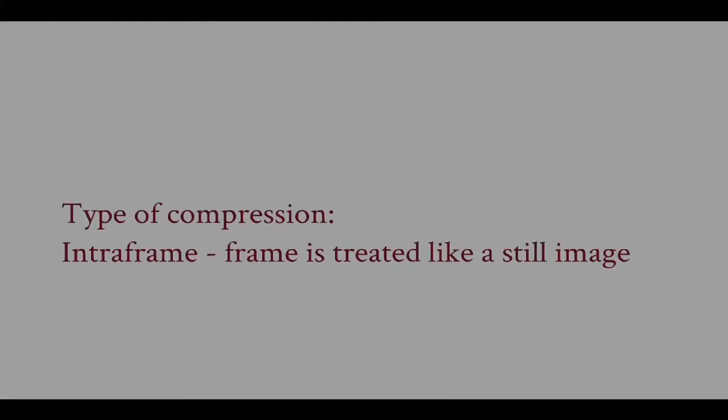There's different types of compression. So there's two main types, intraframe and interframe. So intraframe is where the image, the frame, is treated like a still image. So all the information in that frame is captured and compressed. Tends to be used with a codec such as JPEG.